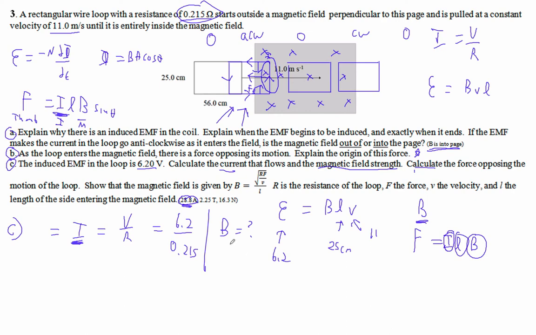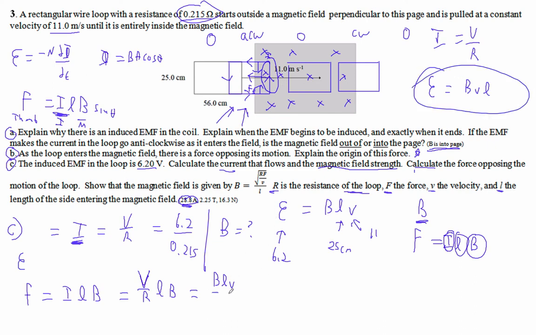All right. Then it says show that the magnetic field is given by B equals the square root of RF over V over L, where R is the resistance of the loop, F is the force, V is the velocity, and L is the length of the side entering the field. Okay, let's figure this out. Force is equal to ILB, which is equal to the EMF, the voltage divided by the resistance, times LB. And remember, the voltage is BLV, so that is BLV divided by R.